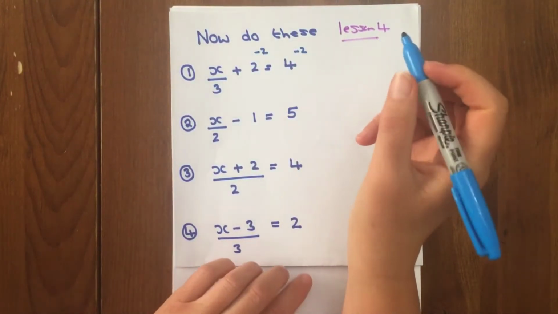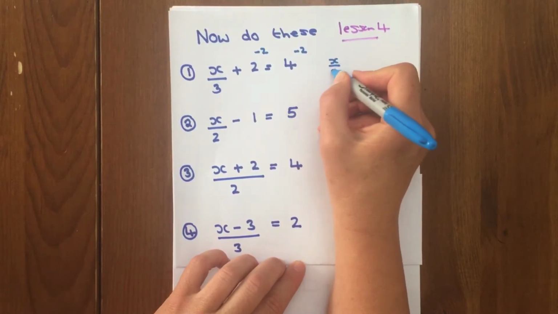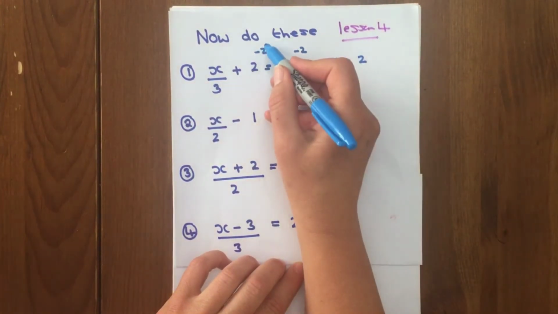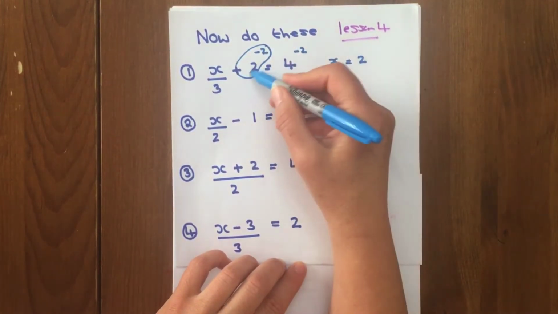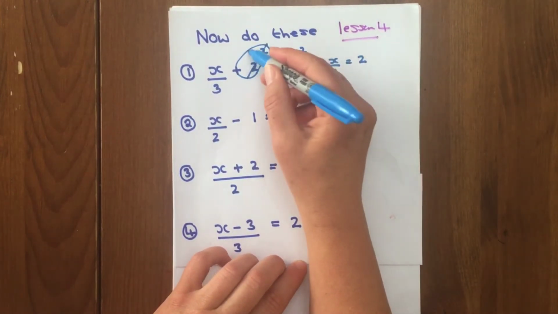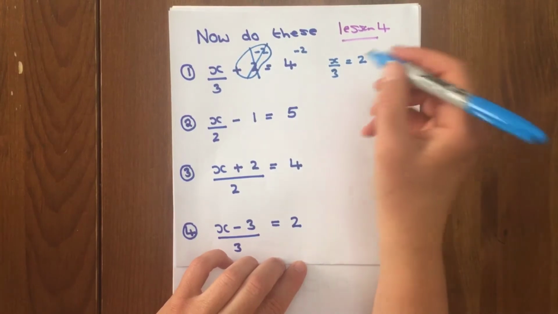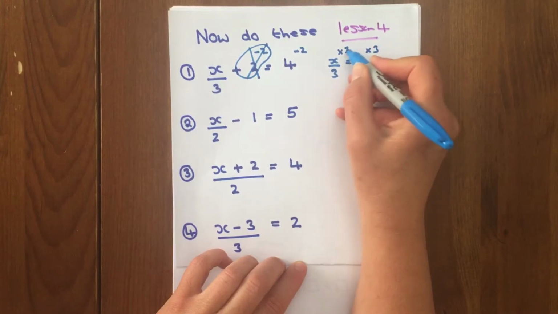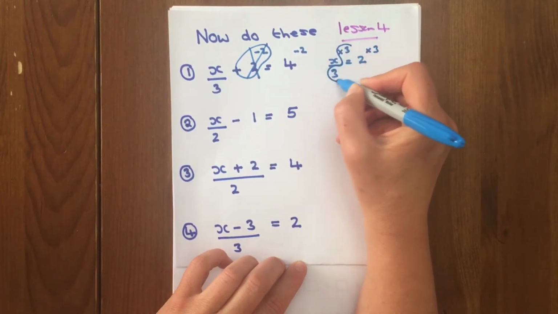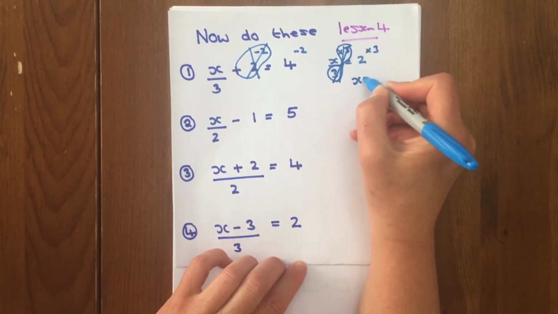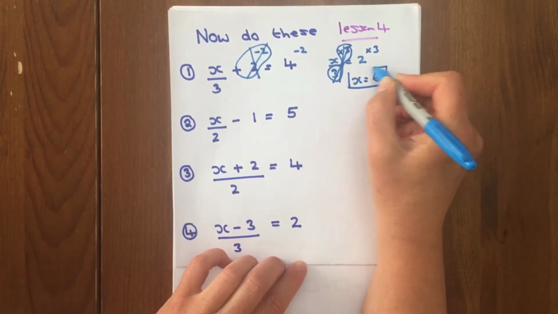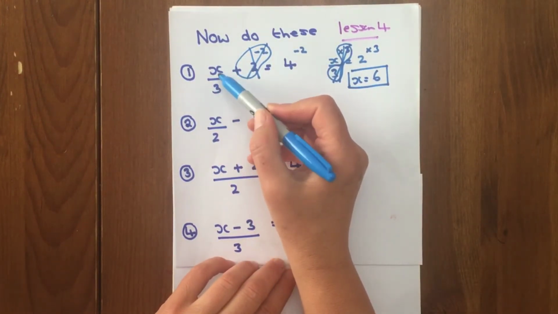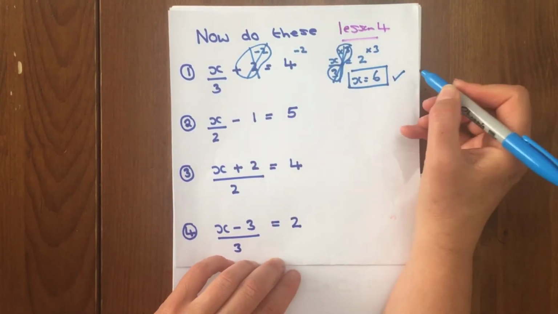Okay, so this first question here, the first thing we're going to do is take away 2 from both sides of the equation. So we will be left with x over 3 on the left hand side and 2 on the right hand side. The reason we take away 2 is that the plus 2 minus 2 are inverse functions and they will cancel each other out. Now, what do we do to both sides of the equation? We multiply both sides by 3. Multiplying by 3 and dividing by 3 will cancel out. So you're left with x equals 2 times 3, which is 6. Okay, you can quickly check that. 6 divided by 3 is 2. 2 add 2 is 4, so we know it's correct.